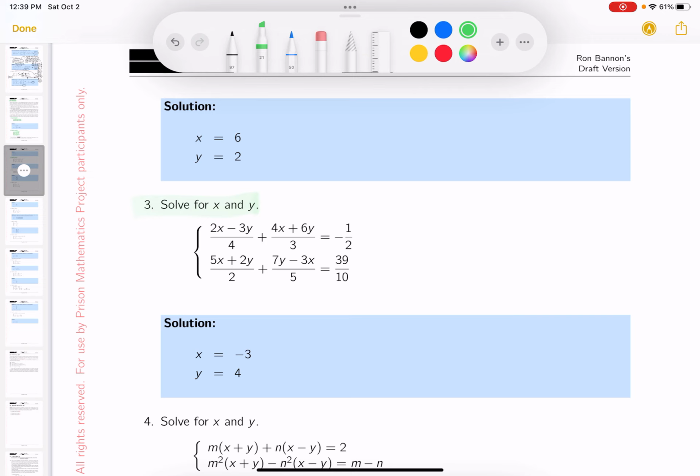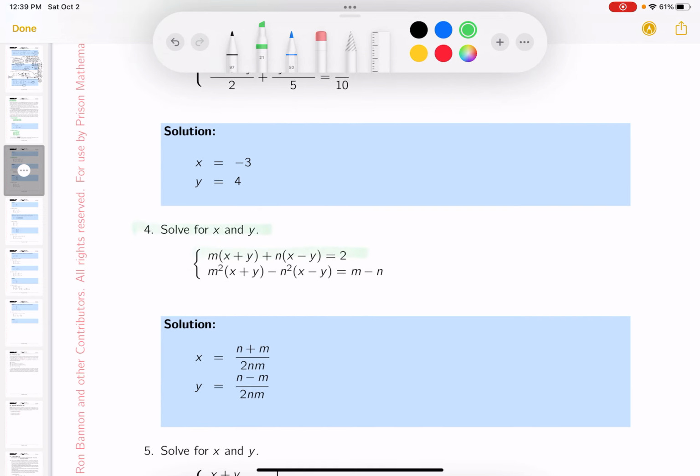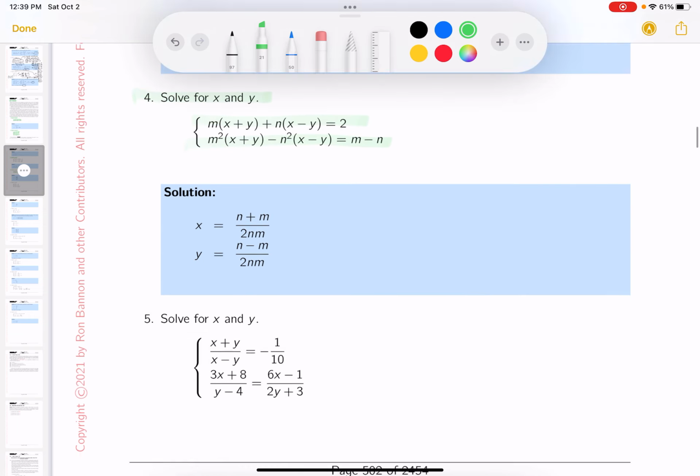Over here, again, solve for x and y. It looks tough, but not that bad. And again, answers are listed. This one looks far more difficult. It's a literal equation. It's got an m in it. You're treating m as some kind of a constant in the problem, and you're solving for x and y, the variables in the problem. They provide answers, but no work.